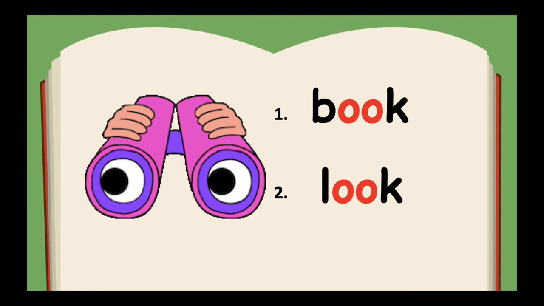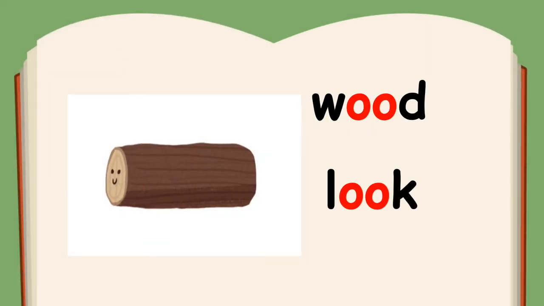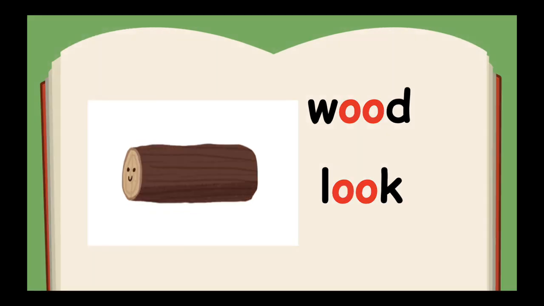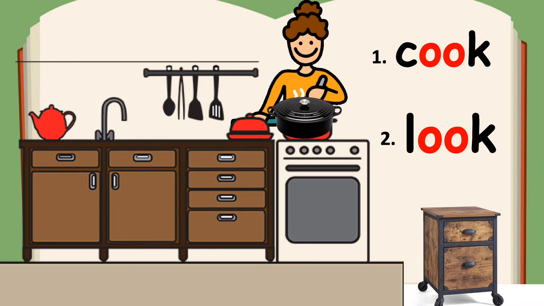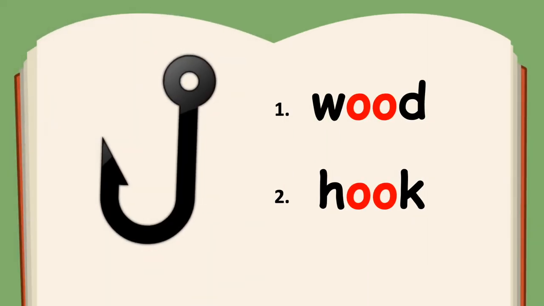Next, the picture is wood. Which is the picture of the word wood? Is it 1 or 2? And your answer is? Number 1! Wow! Next! The next picture is cook. Which one is the word cook? One or two? Yes, you get it. Next one we have hook. Which is the word hook? One or two? And your answer is what? Is number two.